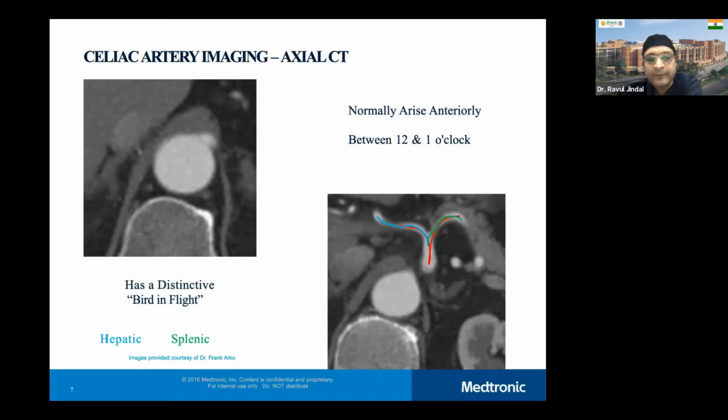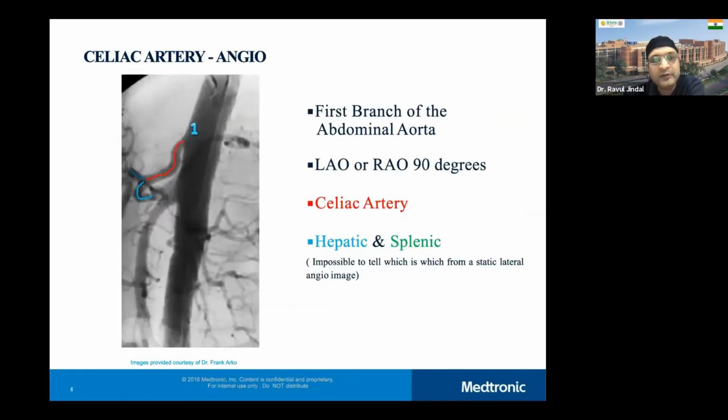Just a minute, because it's coming in between. Now, if you look at the bifurcation, it is a very important bird in flight. You can see the way the bird flies. So you can see the celiac artery comes out and divides into two branches: one is the splenic artery and one is the common hepatic artery.